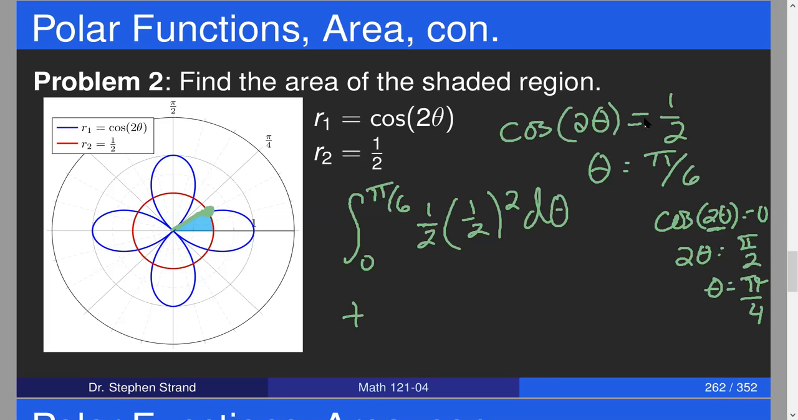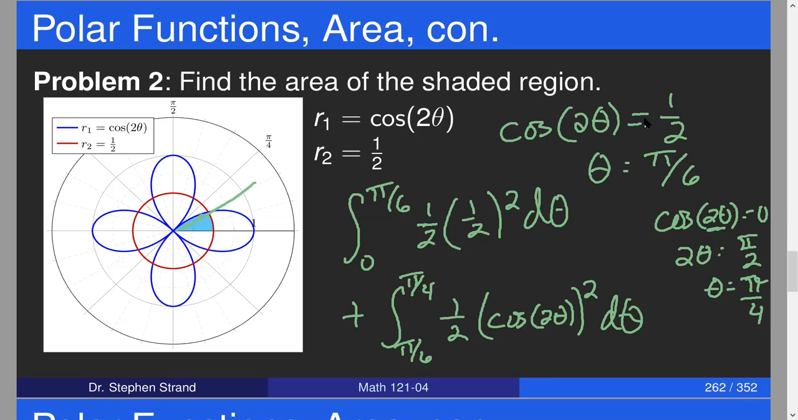So the second integral is just the integral of, so we mark this line where they intersect, and we're going to go from that line, from pi over 6 until the graph hits 0, which is at pi over 4. And now we're looking at the area between the polar curve cosine of 2 theta and the origin. So we integrate 1/2 cosine of 2 theta quantity squared d theta. All right, and the sum of those two integrals will give us the area of the shaded region that we're interested in.